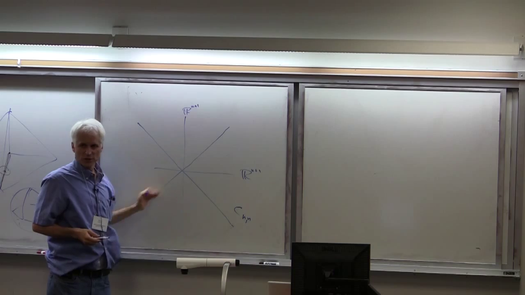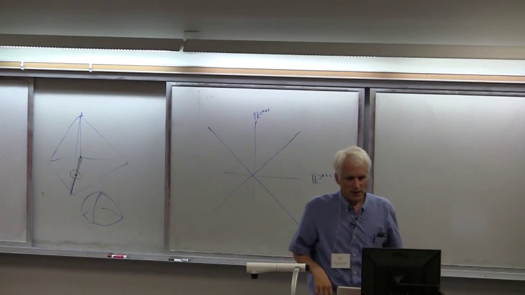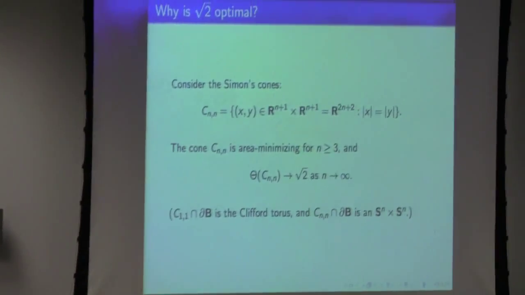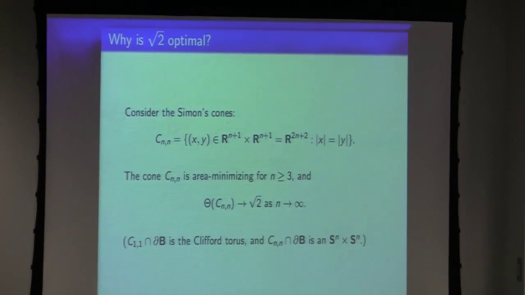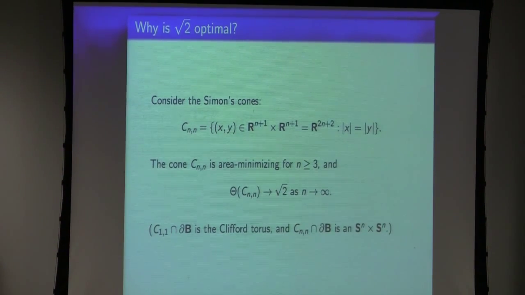So C_{1,1} would just be these two crossed lines in the plane. But anyway, this cone is a minimal cone for all n, but it's area minimizing for n greater than or equal to 3. Sorry, this would be C_{0,0}, anyway. Well, C_{n,n}, anyway.